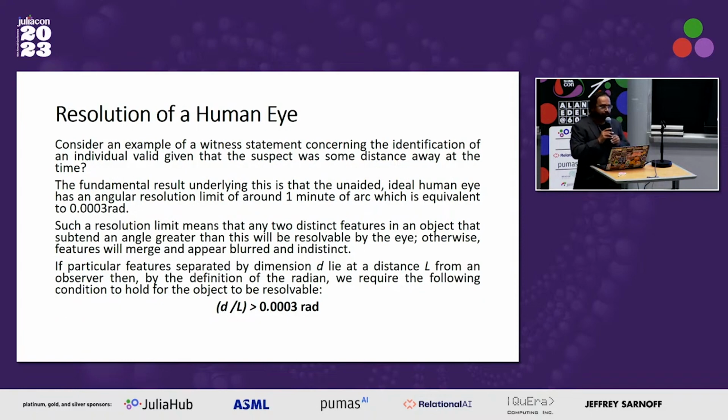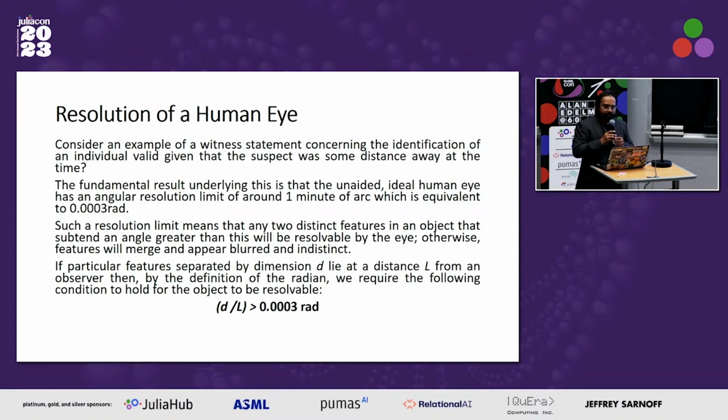The next is the resolution of a human eye. Generally, it is used for identification of an individual in the court, right? Here, consider an example of a witness statement concerning the identification of an individual, and whether it is valid given that the suspect was some distance away at the time.